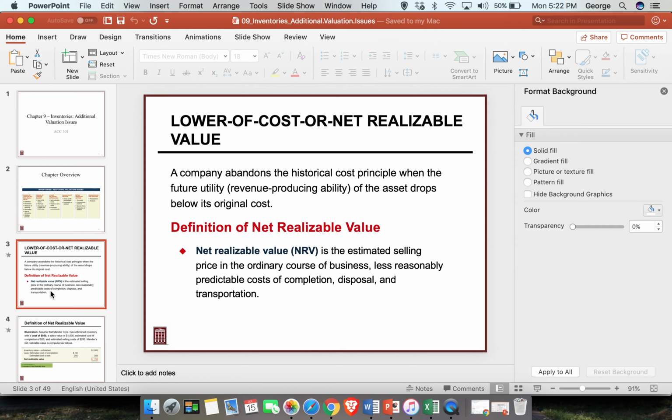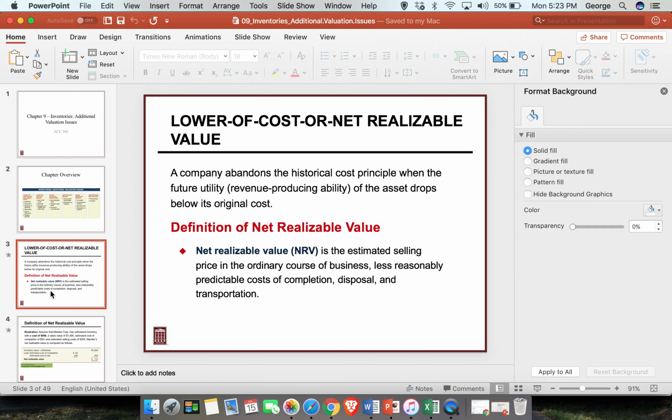All right, so lower of cost or NRV. A company may abandon historical cost, which you might find shocking, but they're going to abandon the historical cost principle when the future utility, in other words, the revenue-producing ability of that inventory, drops below the original cost. So something happened, a competitor has a better product or whatever. You've taken marketing classes; something's happened, and our product has lost value. So we're still going to sell it, but it may have lost value even below its cost. That happens sometimes in organizations. It's really not a good thing. It means that we're probably not keeping up with our competition as much as we should.